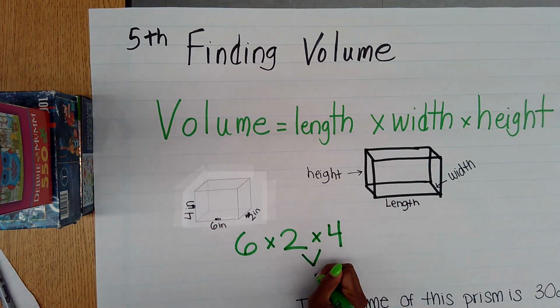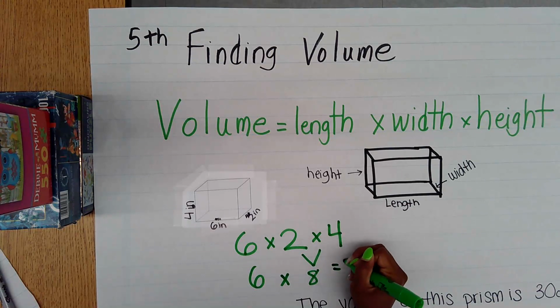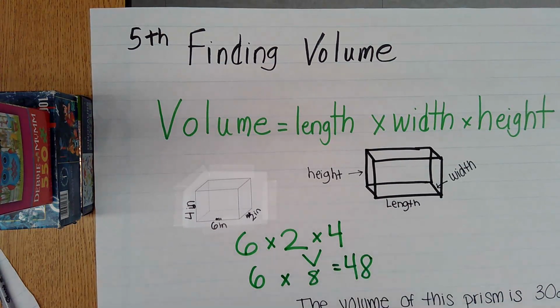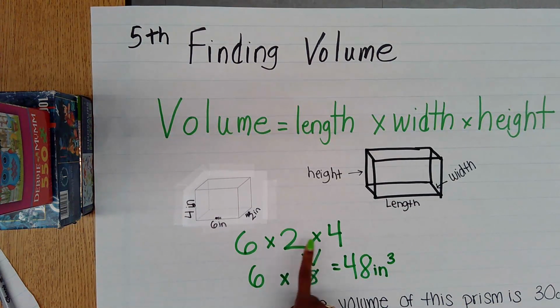So my 2 times 4 is 8. And then I'm going to bring down my 6 times. 6 times 8 is going to be 48. And my unit here was inches. Because I found the volume, it's going to be inches cubed. So I pull out the numbers, plug them into the equation, and then I end up multiplying all 3 dimensions.